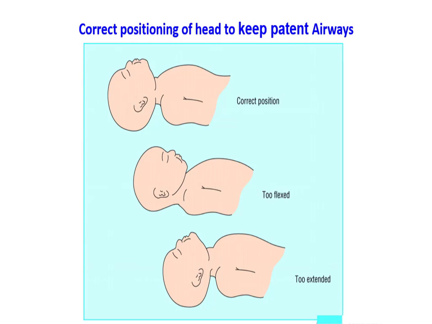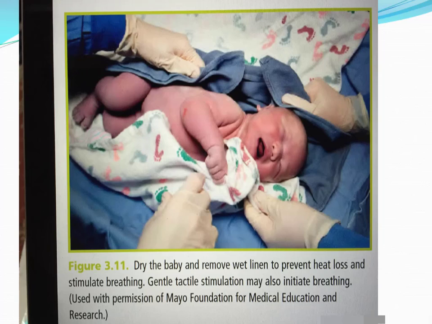So this is the correct way of positioning. Either the neutral or slight extension of the neck, while too flexed or too extended are not correct. And you see how the baby is dried, removing the wet linen to prevent heat loss, and stimulation of the baby. Gentle tactile stimulation might be effective for the baby to take the first breath, just by rubbing on the back or flicking the fingers and toes.